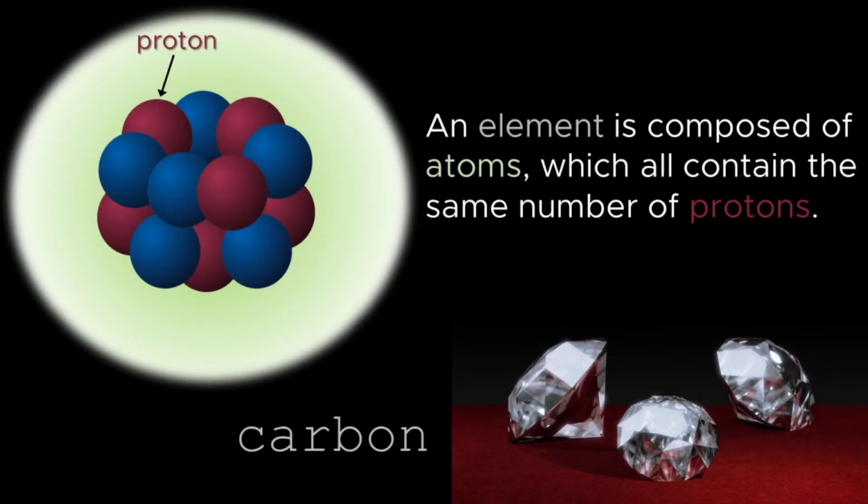To define an element, there are three terms we'll need to use in some combination: proton, atom, and element. Let's use carbon as an example. An atom is the smallest structural type of matter having the set properties of the element. And an element is composed of atoms which all have the same number of protons. The protons are shown in red for this particular atom of carbon.